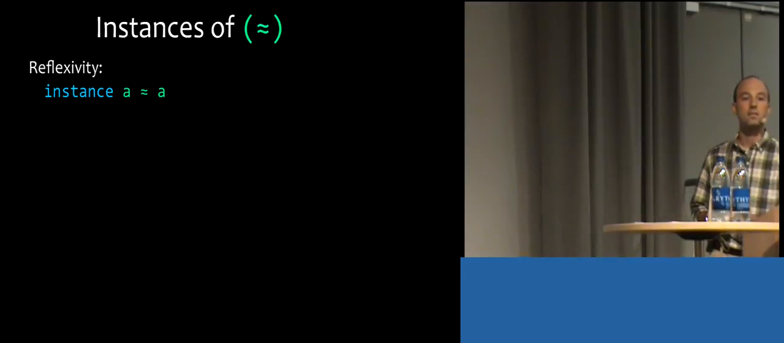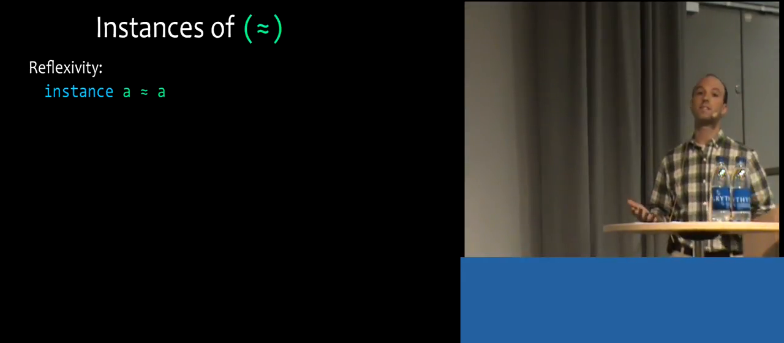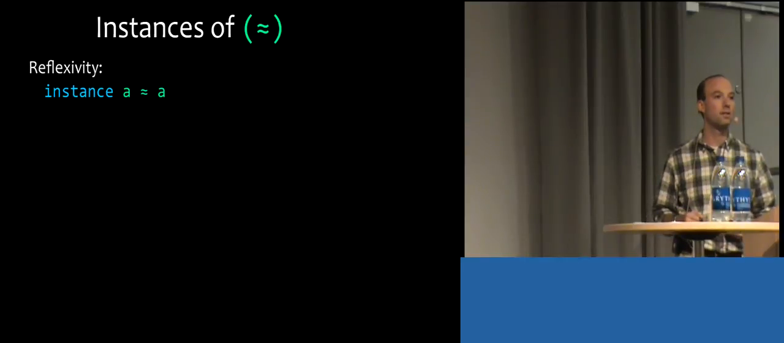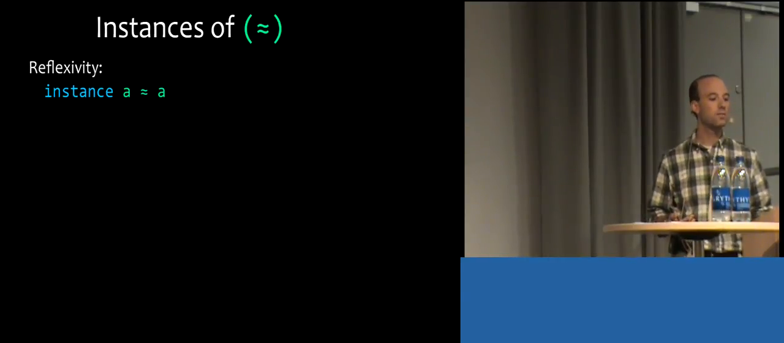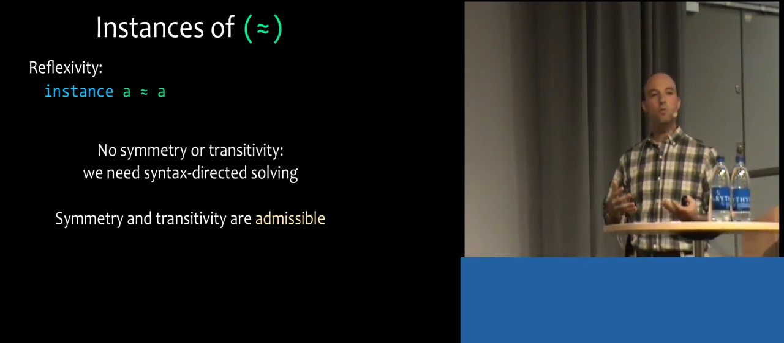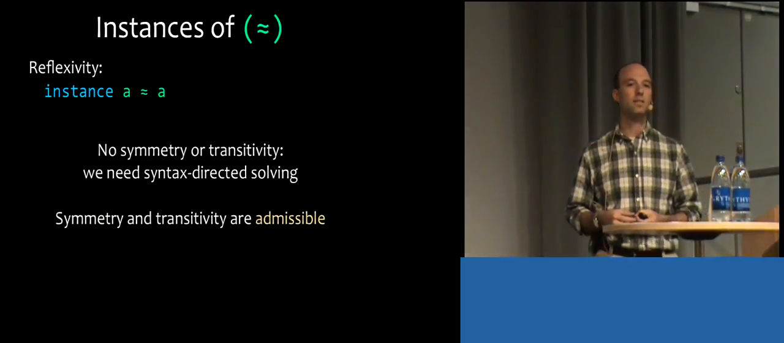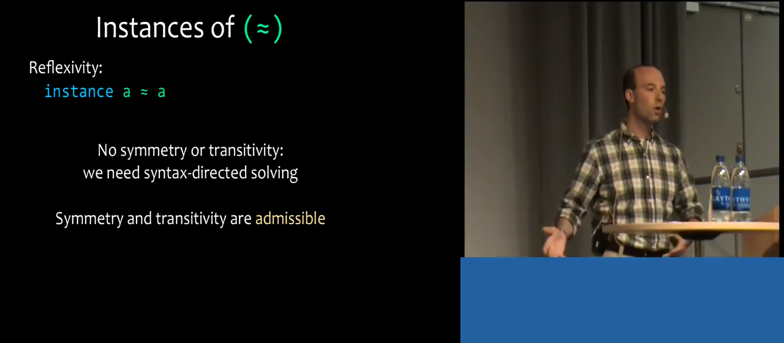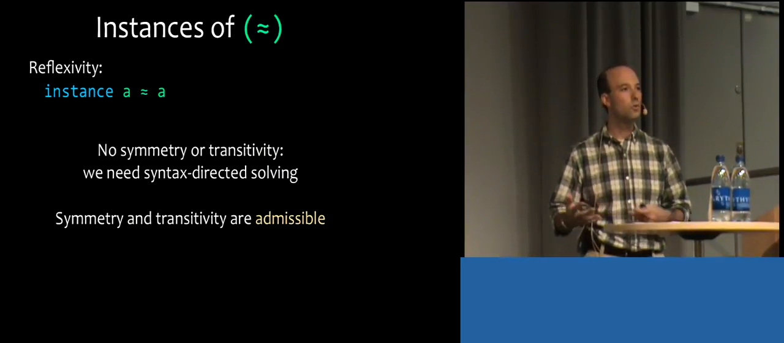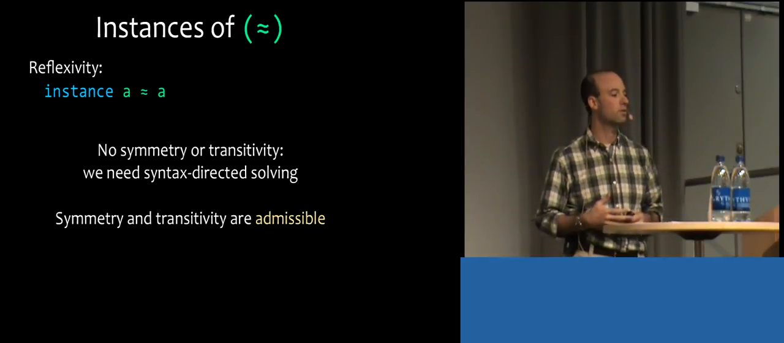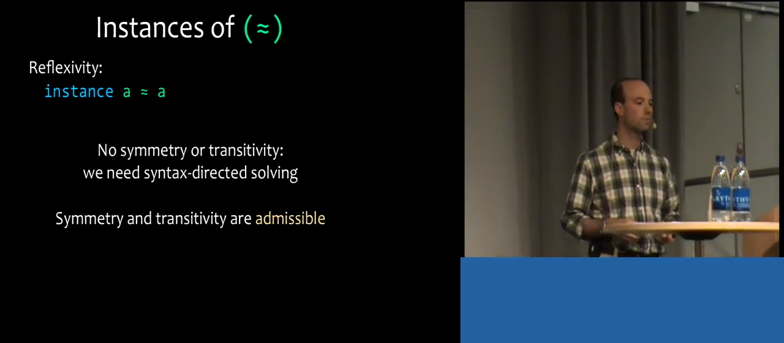So let's look at these instances. We're going to start out with reflexivity, right? Any type A is Coercible to itself. From here, we might expect symmetry and transitivity, except those won't really work out because we want syntax-directed solving. But it turns out that when all the instances are accounted for, symmetry and transitivity are admissible. So this is a symmetric, transitive, and reflexive relation, but we don't have those instances directly.